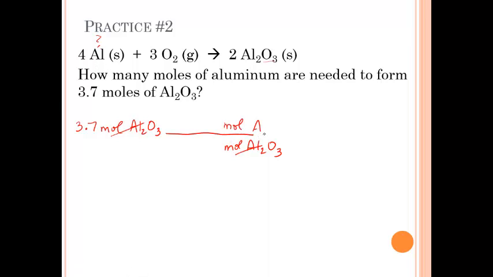So moles of aluminum, and that is 2 moles of aluminum oxide, and we get 4 moles of our aluminum from our balanced equation. These numbers always come from your balanced equation. If it's not balanced, then you're going to have incorrect answers when you're doing this. So for this one, we need to take 3.7 and multiply it by 4 and divide it by 2. And when we do that, and we only are using 2 significant digits, we get 7.4 moles of aluminum. So there's your amount there.